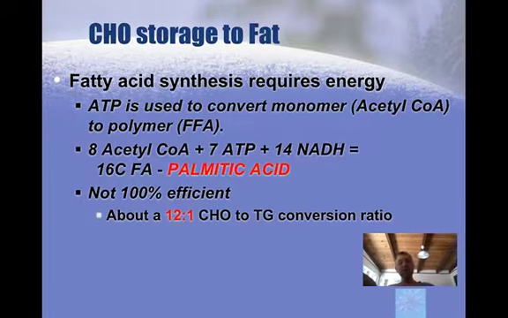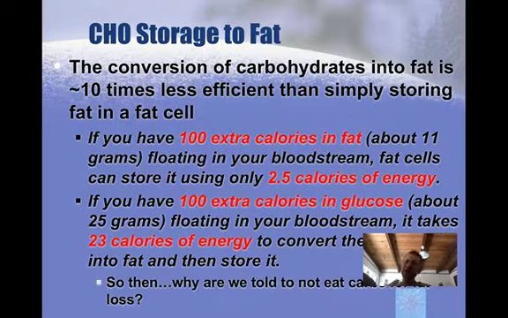So this efficiency factor is about a 12-to-1 ratio-ish of carbohydrates to triglyceride conversion, meaning it takes about a unit of 12 carbohydrates to form a similar unit of triglycerides. Not a good ratio for our body. Our bodies like to try and be as efficient as possible. And this is just building off of that discussion.